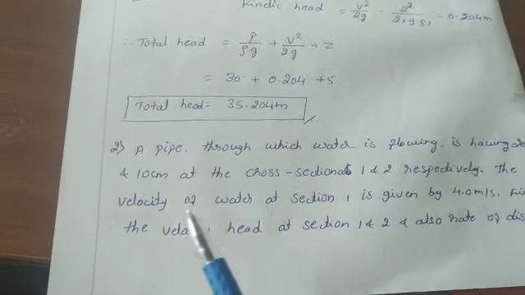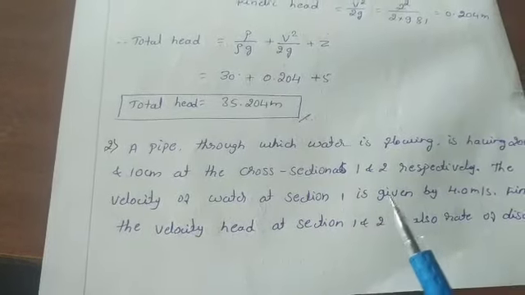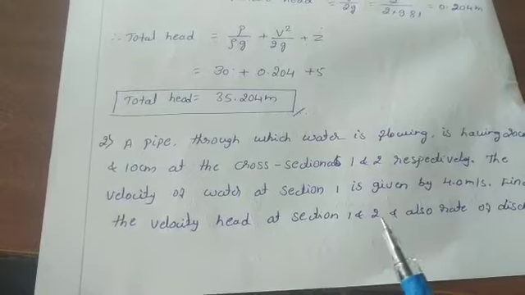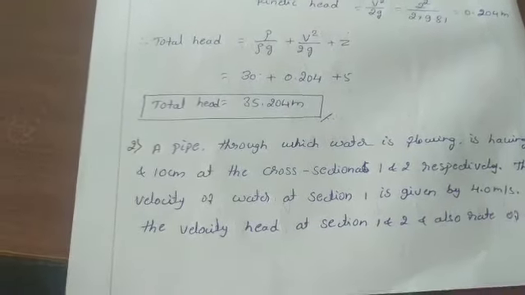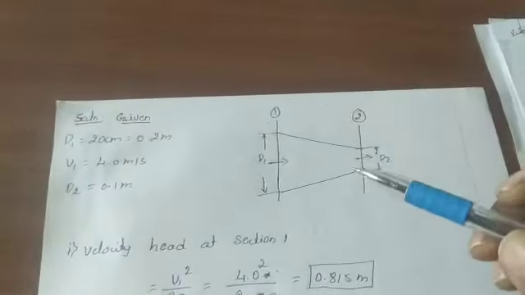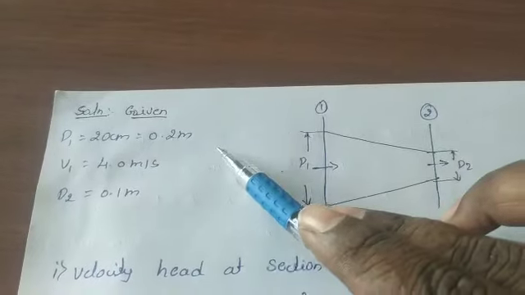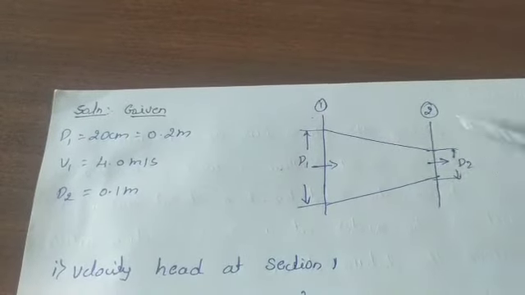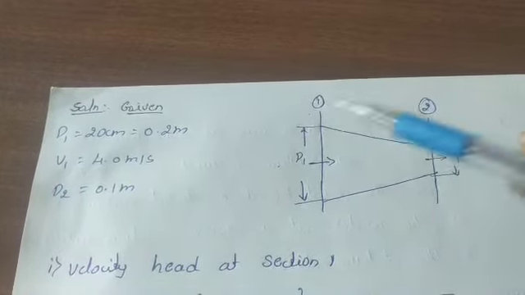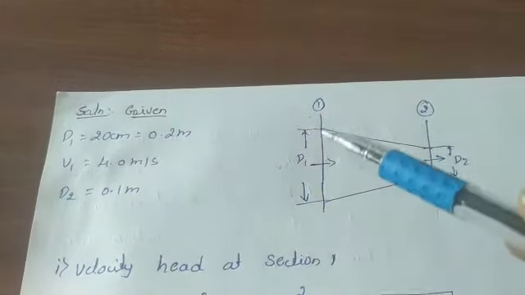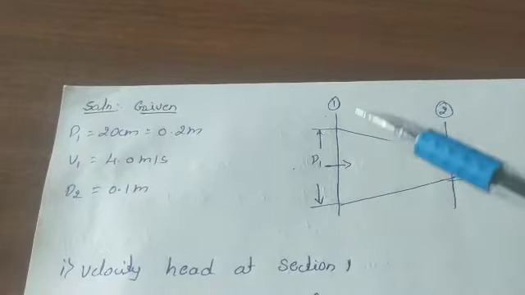And the velocity of water at section 1, that is V1, is given in the problem, and we have to identify the velocity head at 1 and 2 and the rate of discharge. So this is the diagram: D1 has a larger diameter and D2 has a smaller diameter. This is section 1 and this is section 2. So velocity V1 is given as 4 meters per second. So we have to identify the velocity head at section 1.